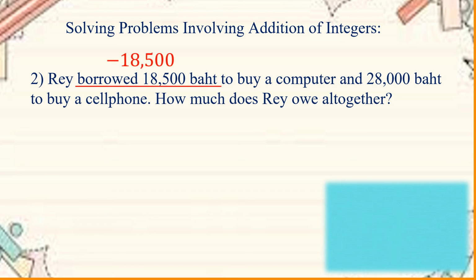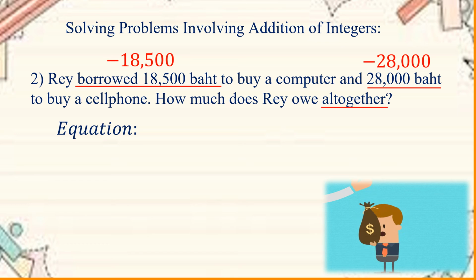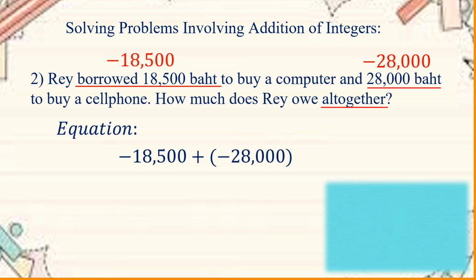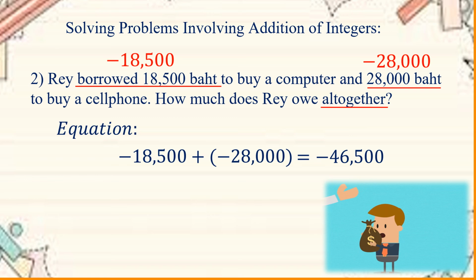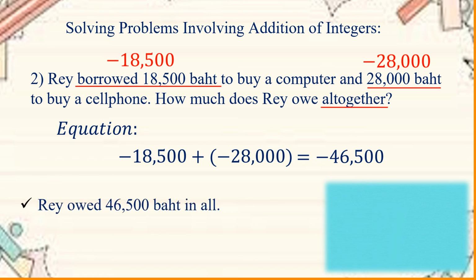So negative 18,500. And we have another borrowed money, which is 28,000 baht. We will be having negative 28,000. So in here, the equation will be negative 18,500 plus negative 28,000, which is equal to what? Correct. It is equal to negative 46,500, which means that Ray owed 46,500 baht in all.